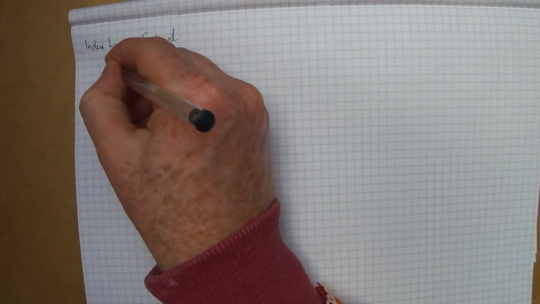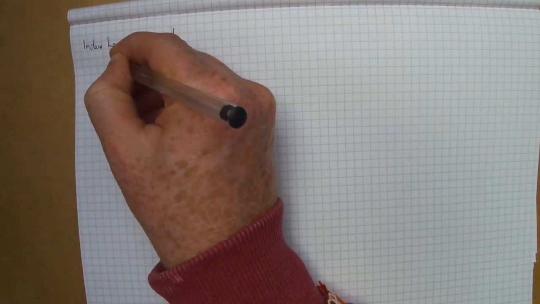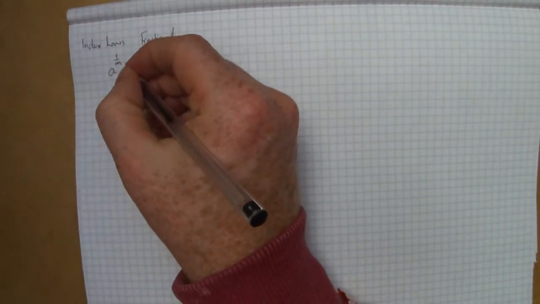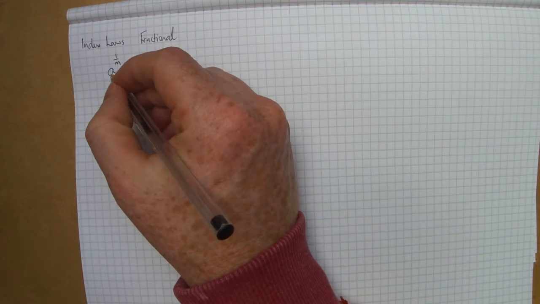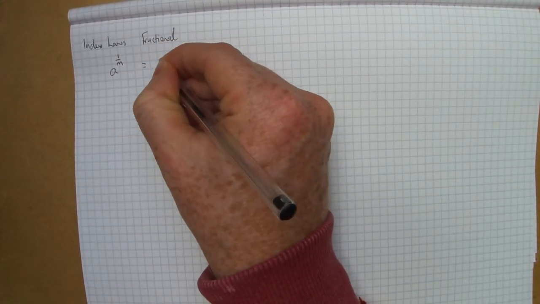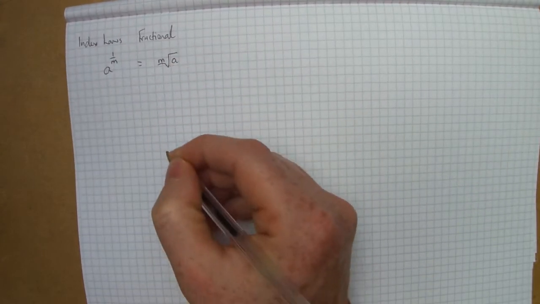So there are some rules that apply for fractional indices, and again these will apply for a base of a and a power of m. Now in this case they need to be a fractional power, so 1 over m. And whenever we've got something in this form, that means you've got the mth root of a.